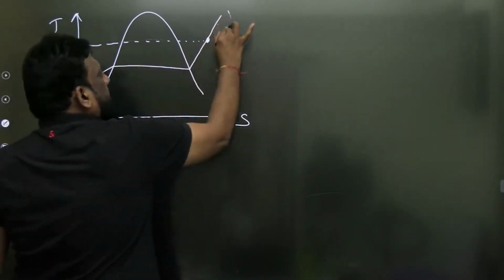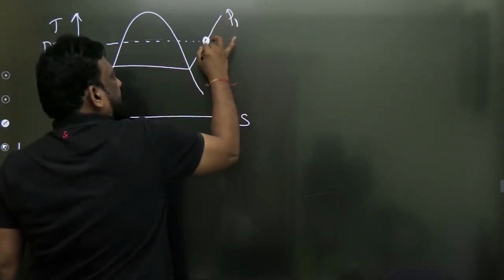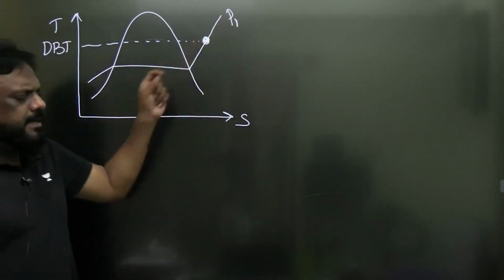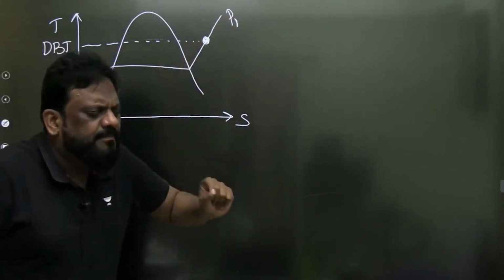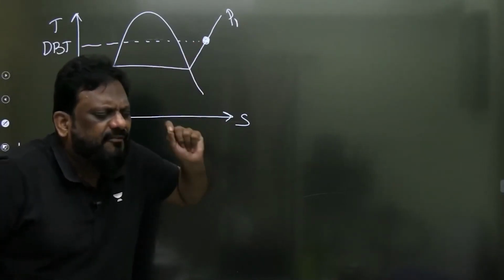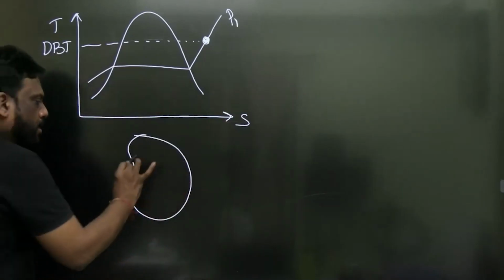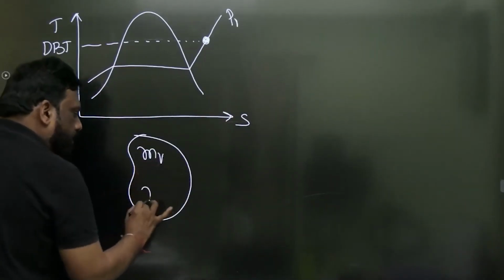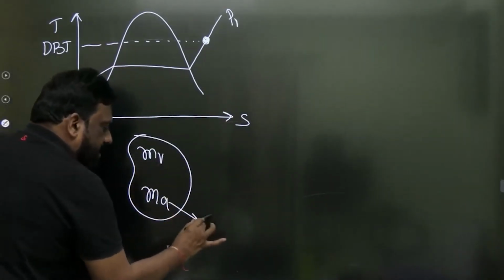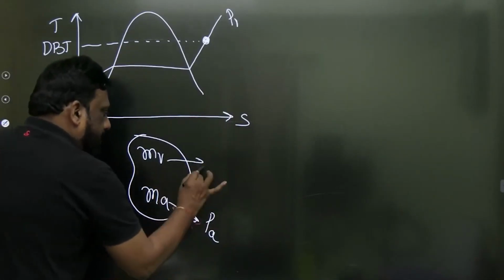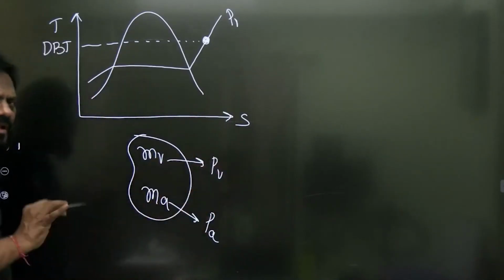Can you tell me what this point is representing? Anyone in the class? It is actually showing the state of water vapor in air. For example, there is air here. You have some mass of water vapor and some mass of dry air. Let the partial pressure of dry air be PA, and the partial pressure of vapor be PV.